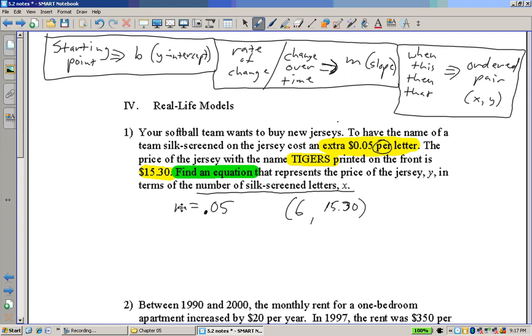So I have an ordered pair and a slope. Now again, we're detectives. We're looking for clues. What are my two clues? Well, I've got a slope and a y-intercept, m and b. Well, they gave me the slope. The change over time is 5 cents per liter. But they didn't tell me the starting point. They didn't tell me b, the y-intercept.